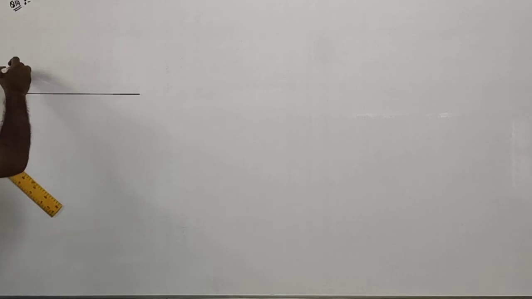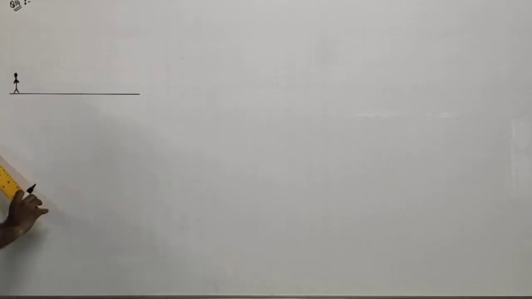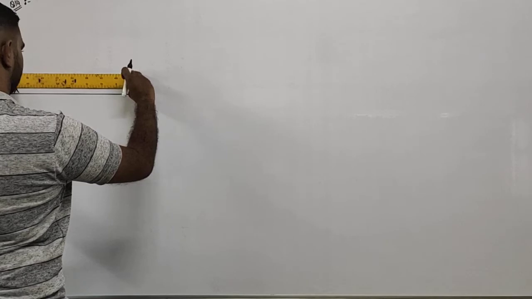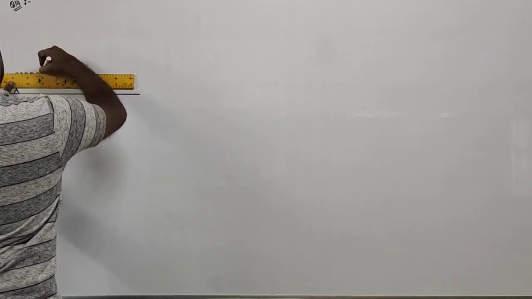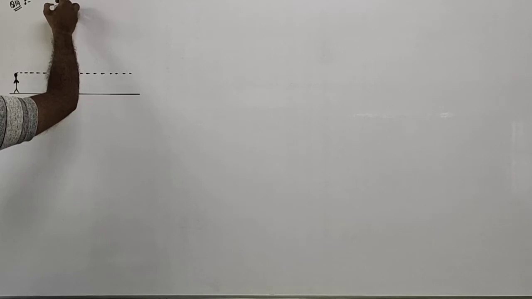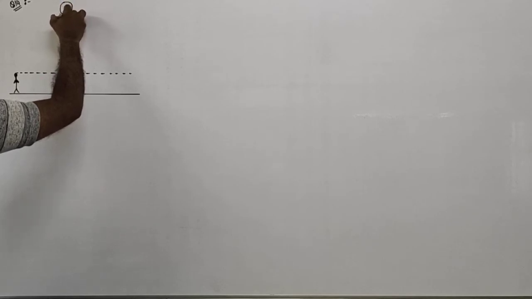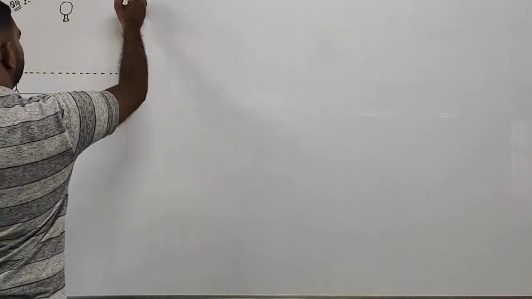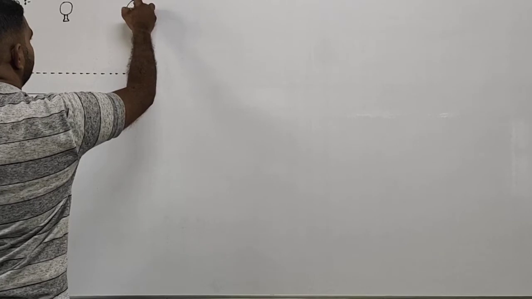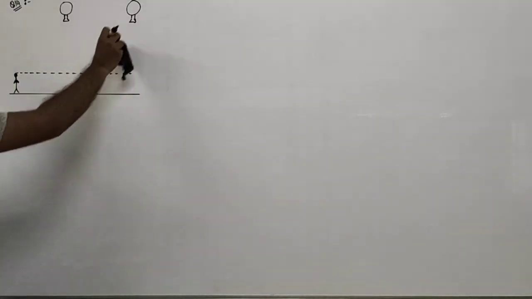This is the ground level. There is a 1.2 meter tall girl standing on the ground here. So this will be her normal rate. Now she spots a balloon which is here. After some time she spots the same balloon has traveled to this place, just making the change in angle of elevation.